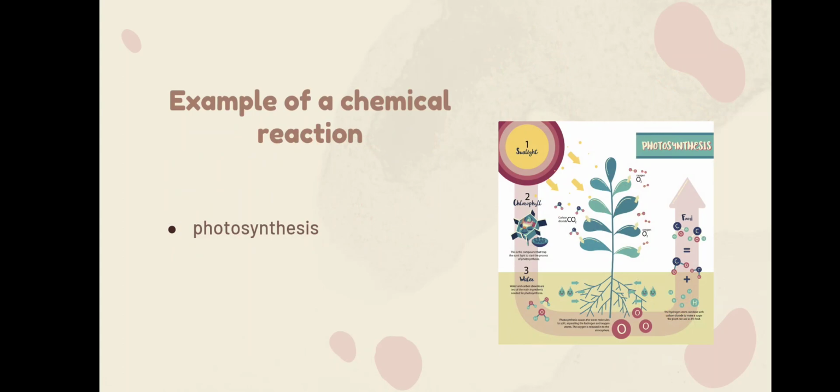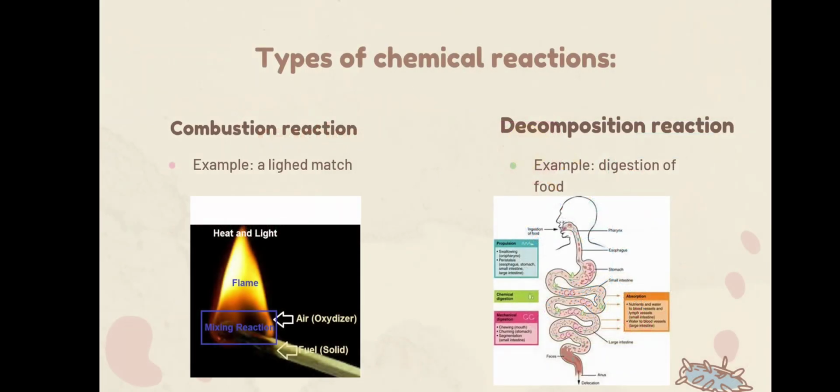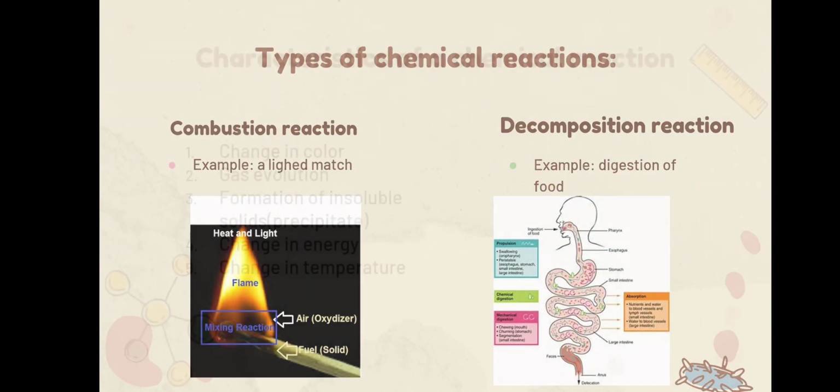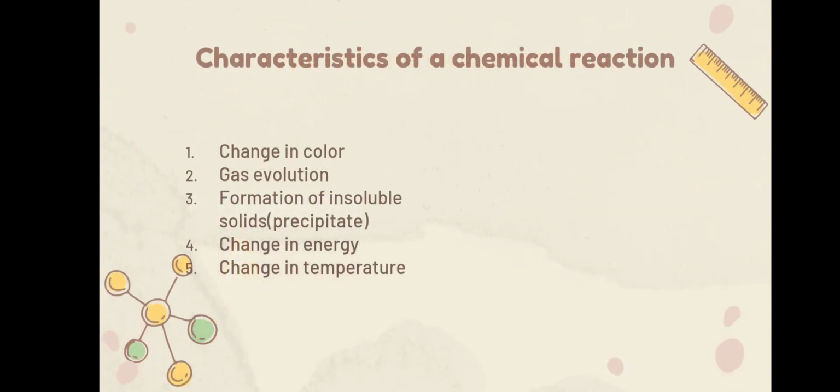Now we move on to the different types of chemical reactions. We have a few chemical reactions, but I picked the most commonly used in daily life tasks to talk about. We have a decomposition reaction and combustion reaction. A combustion reaction is a reaction in which a substance reacts with oxygen gas, releasing energy in the form of light and heat, while decomposition reaction is a process in which chemical species break up into simpler parts.